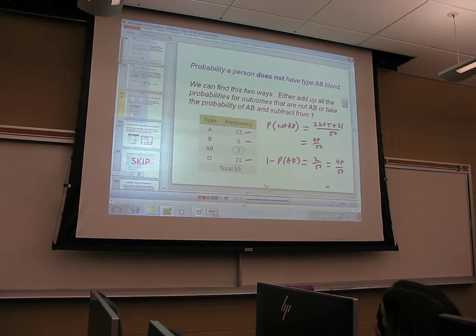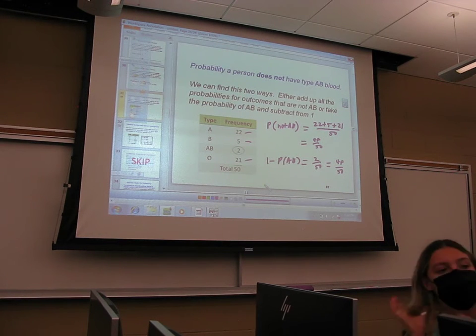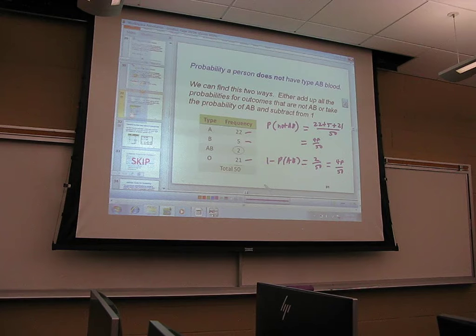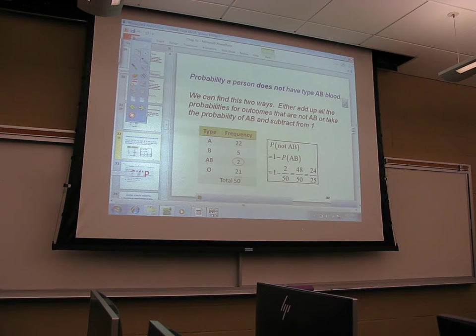And if the fractions get you all messed up, just use your phone, your calculator, and find 2 over 50 and then subtract that from 1. And you'll get the answer as a decimal, which is totally fine as well. I don't care whether you give them to me as fractions, simplified fractions, decimals, or percents. I'm good with any of them. All right. So here's theirs. They simplified it.